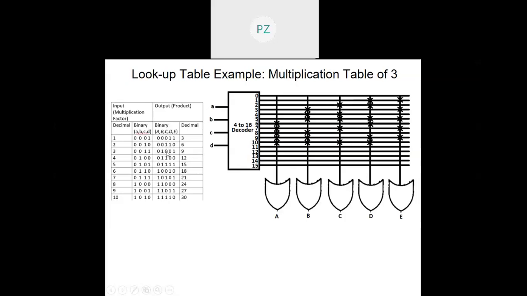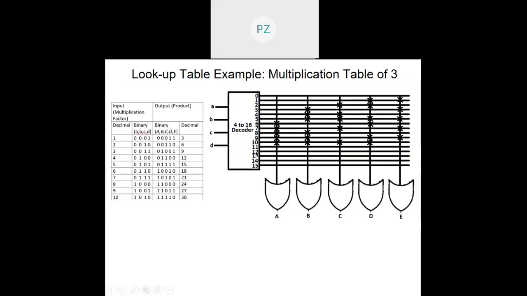You see here, M3 is not connected. M2 was connected, and M4 is connected again. M4 is connected. M5 is connected, and M6 is not connected. Then M7 is connected, and then M10 is connected, right? So I get C. Similarly, I'll get B, I'll get A.